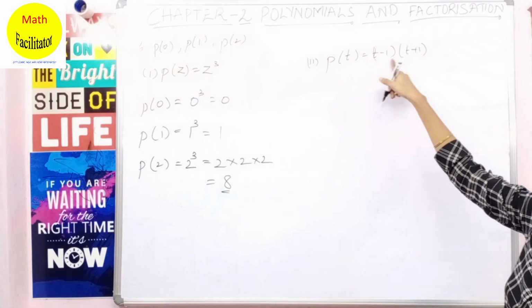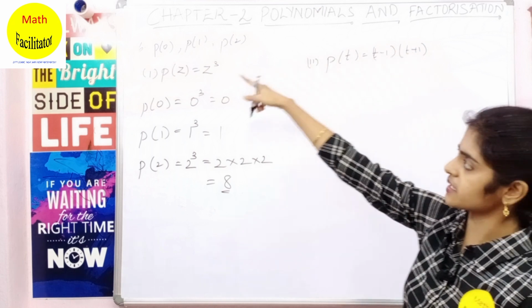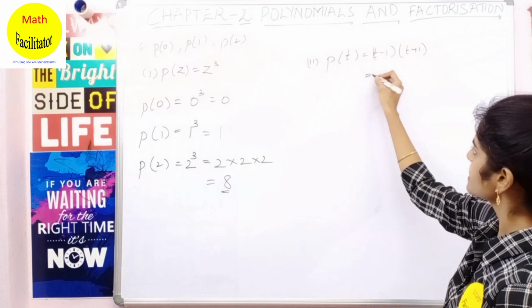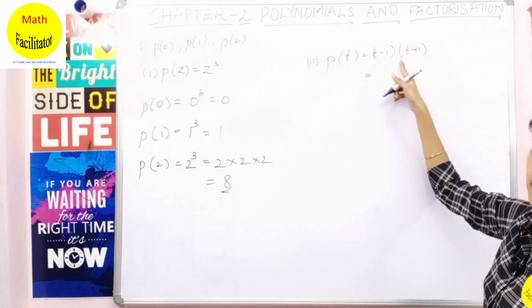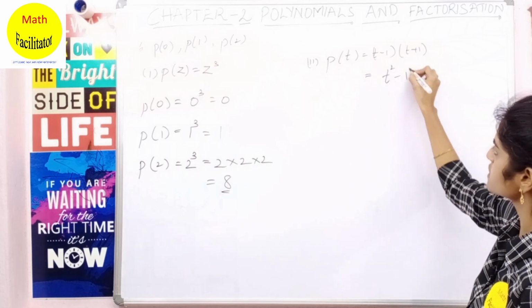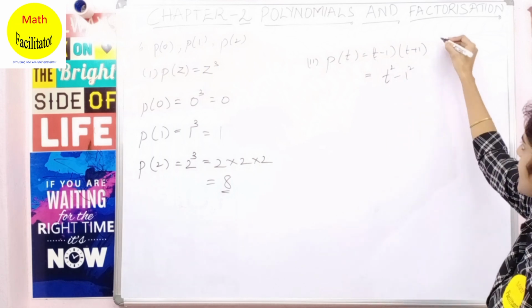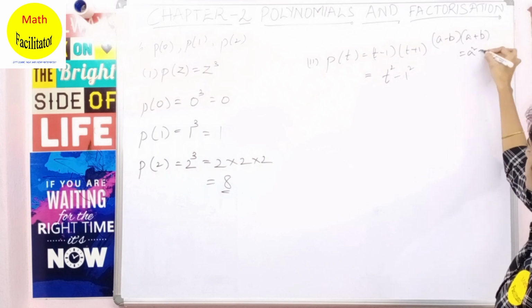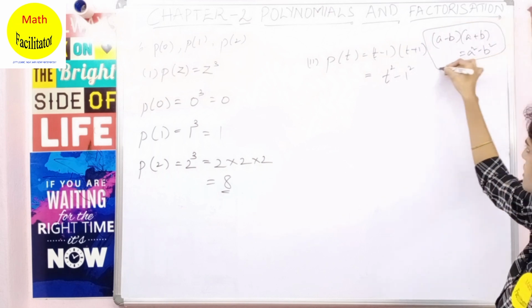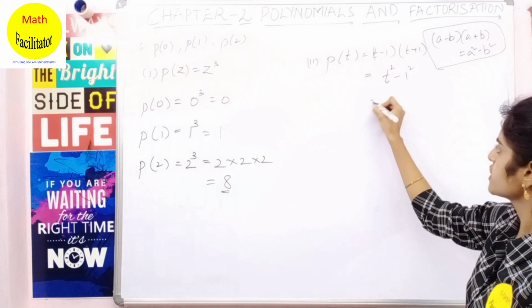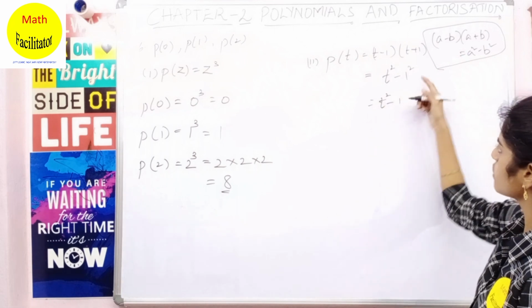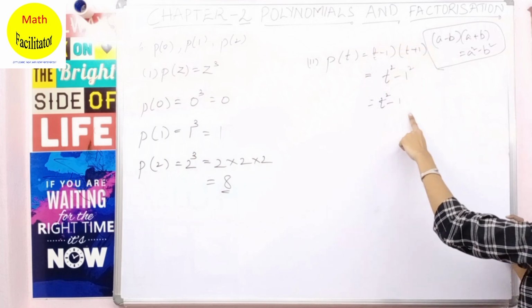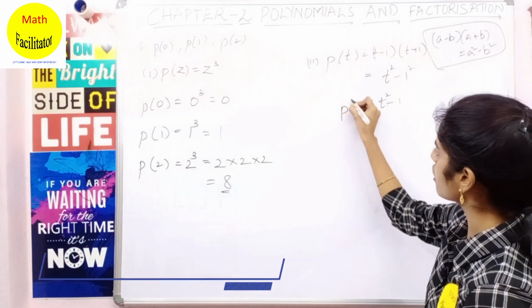P of t is t minus 1 into t plus 1, and you have to find p of 0, p of 1, p of 2. You have to find those values. Okay, so firstly it is of the form a minus b into a plus b, so it is a square minus b square. Do you agree? So using the identity a minus b into a plus b equal to a square minus b square. Okay, so just to simplify our calculations. Clear? So this is t square minus 1 square, which is 1. Okay, so t square minus 1. This polynomial can be written as t square minus 1. Okay, this is nothing but p of t.